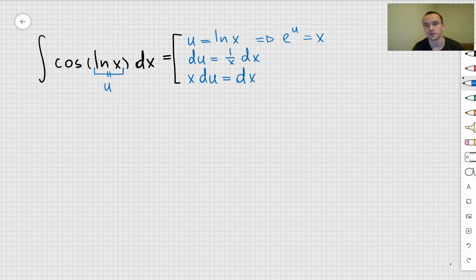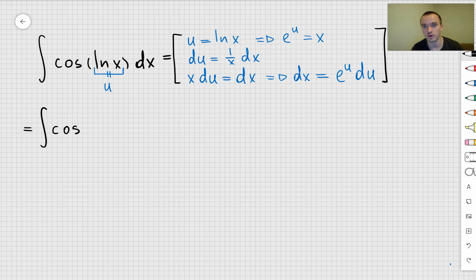But since u is equal to ln of x, then I know that x is equal to e to the u by definition of logarithm. Or in other words, dx is going to be equal to e to the u times du. And then I'm going to rewrite my integral. So what am I going to get? I'm going to get cosine of u times dx, but dx is e to the u times du. So that's why I'm going to write it down.